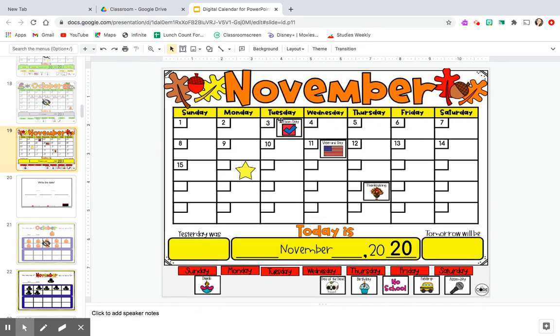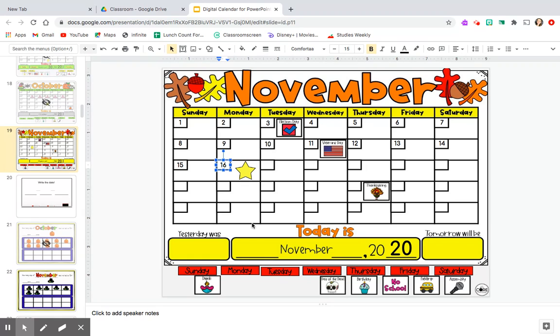It is a new day in November. Remember, we're in the month of November. Our star has moved, and now we're on a new date. So let's figure out that new date. If the last date was the 15th, that means that this new date will be the 16th.